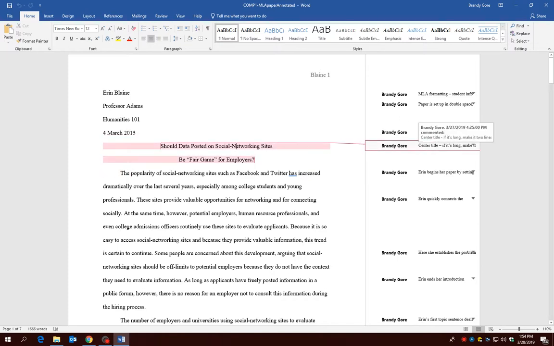Okay, you will center the title right after you get done making the student information and the date. If it is a little long, go ahead and make it 2 lines. You want it to be nice and in the center.